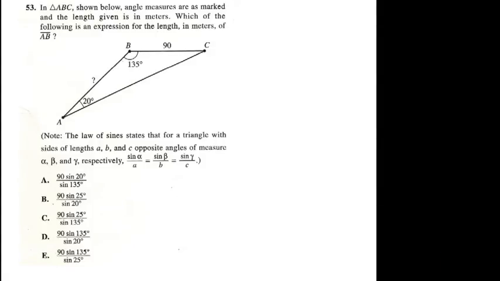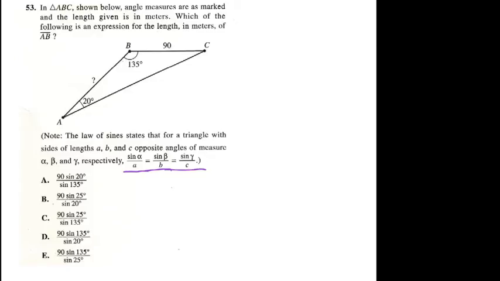In triangle ABC shown below, the angle measures are marked and the lengths are given in meters. Which of the following is an expression for the length in meters of AB? This is another one of our law of sines. This time you notice they've given it to us again: sine of alpha is to A as sine of beta is to B, sine of gamma is to C. All we've got to do is set this one up.